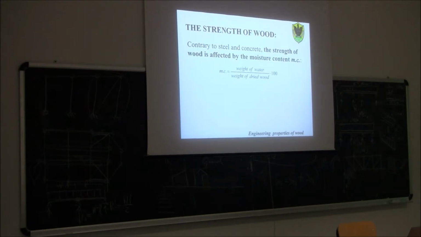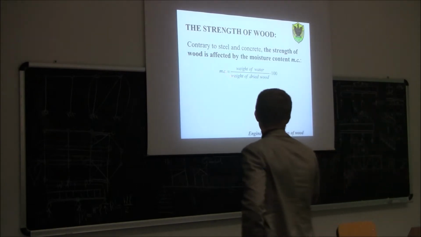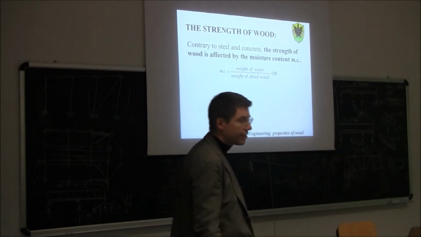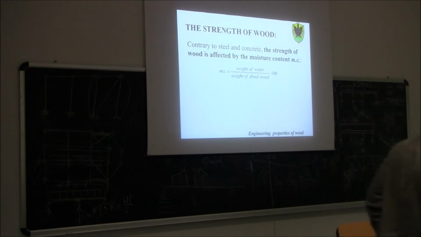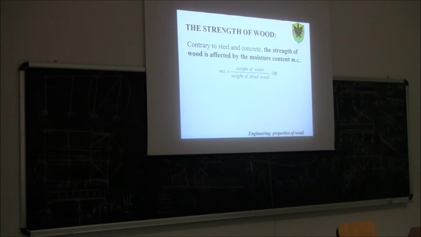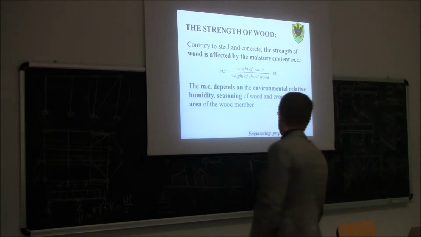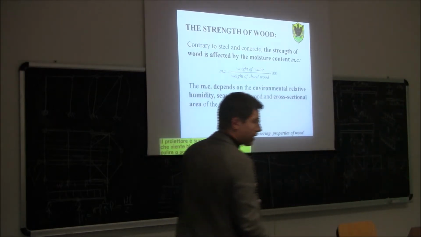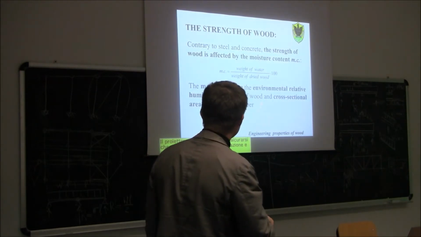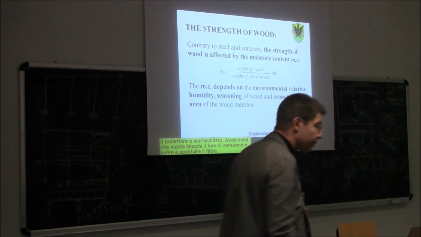First of all, definition. What do we define as the moisture content of wood? You see here, moisture content is defined as the ratio between the weight of water that we have in a timber wood specimen and the weight of the dried specimen. Of course, usually we express this as a percentage, so we multiply by 100. The moisture content depends on several variables. First of all, it depends on the environmental relative humidity.